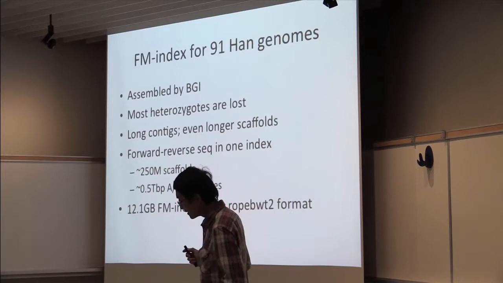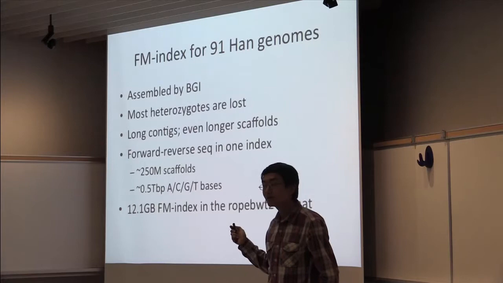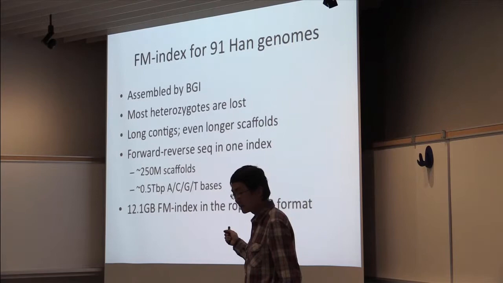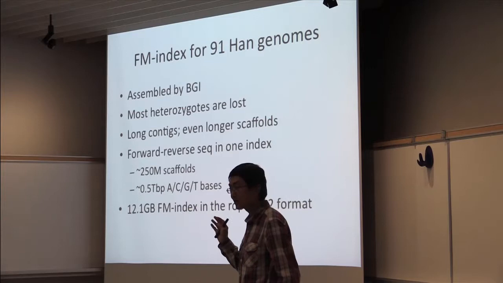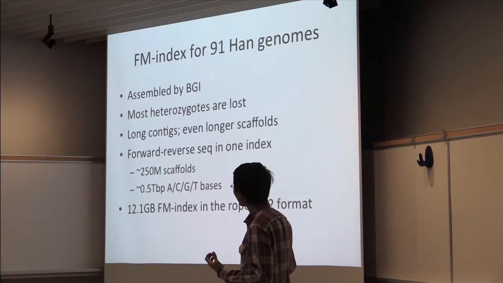This is the 91 genomes assembled by HPGI. This is not by me. They lose most of the heterozygote information in the data, because typically an assembler doesn't keep the heterozygotes; they just throw them all away. They have long contigs and longer scaffolds because they throw away all the heterozygotes.